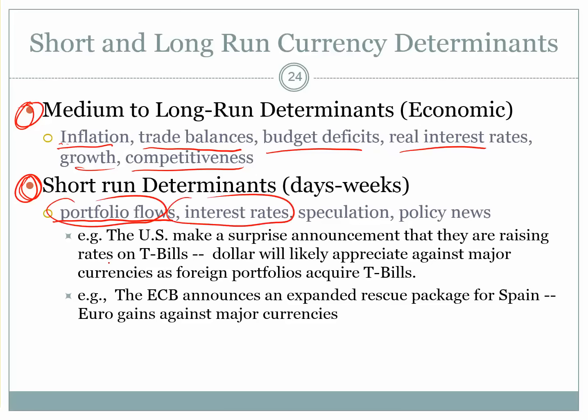On a daily basis, news and speculation about interest rates or policy news matter. If, say, Angela Merkel of Germany has said something positive about bailing out Greece, that might prop up the euro. So in the long run, we think these are the major factors. In the short run, it could be portfolio flows or speculation or policy news about these events or other events.